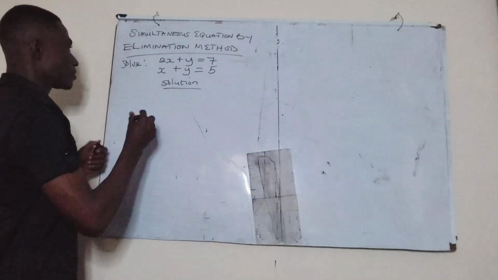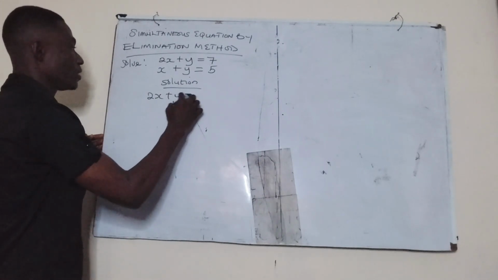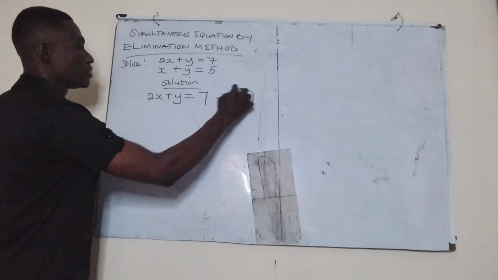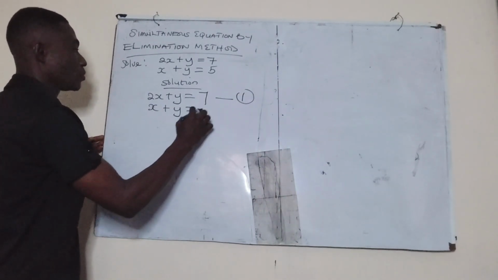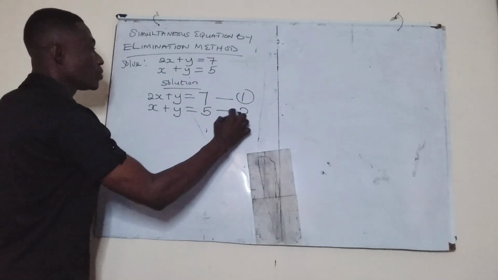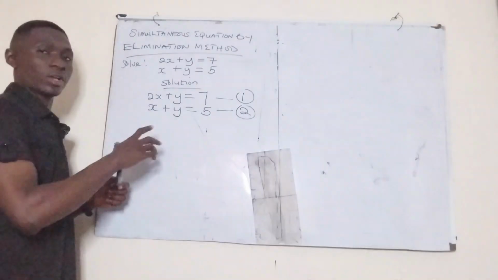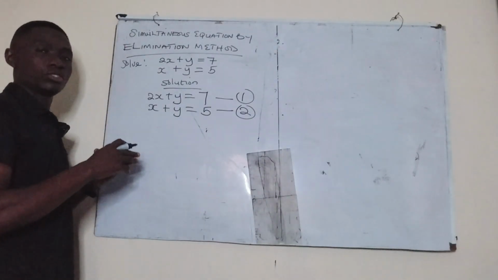So this tells us that 2x plus y equal to 7. That's the first, so we can call this equation 1. And this, x plus y equal to 5. Now the goal is to get rid of or eliminate one of the variables so we can solve for the other one very quickly. We can do that either by addition or subtraction.